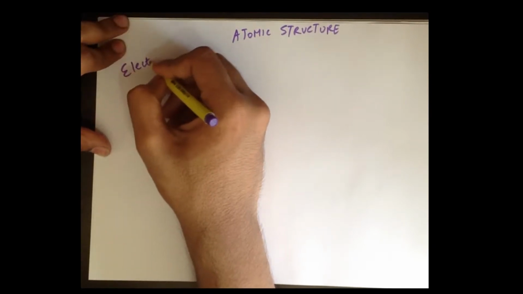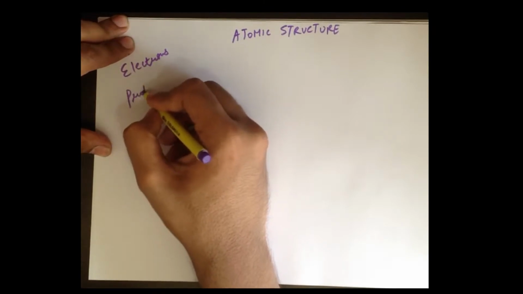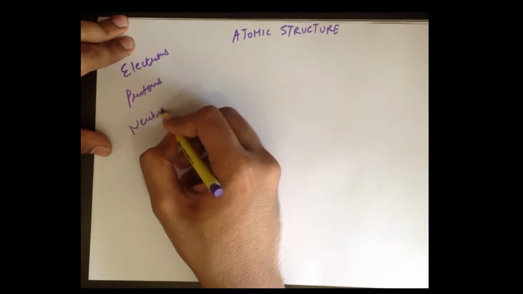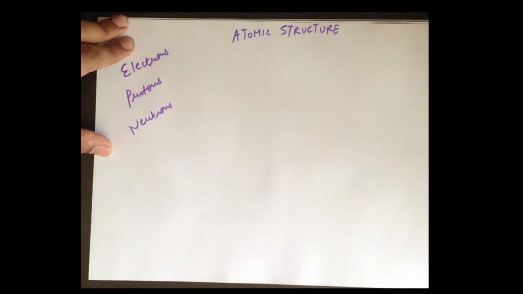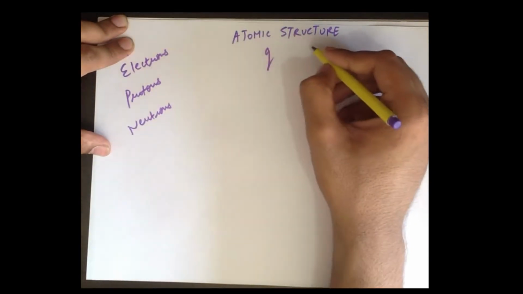An atom consists of three particles. These are electrons, protons and neutrons. The basic difference between these three particles is the mass and the charge that they possess. So the charge and mass.